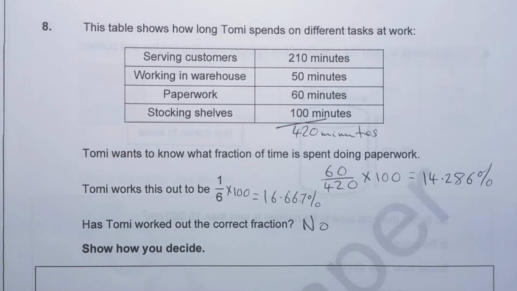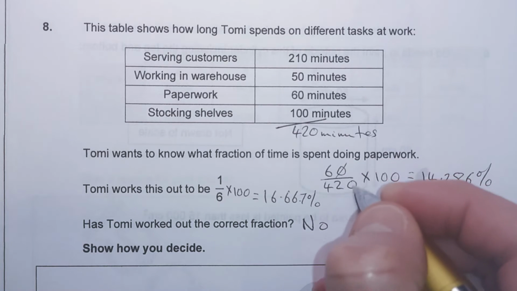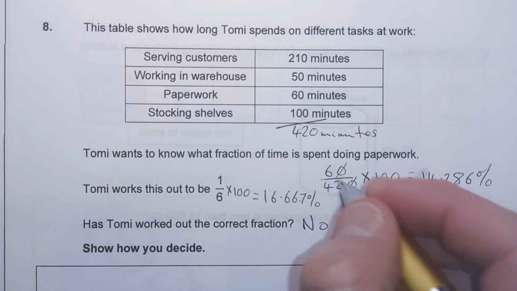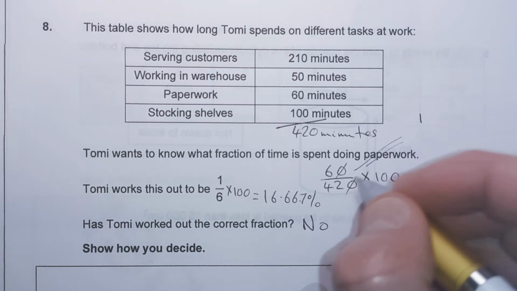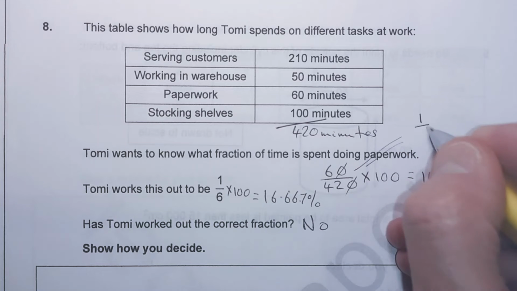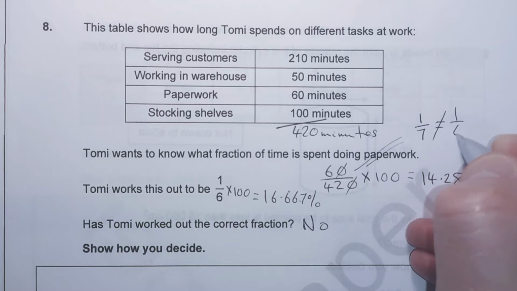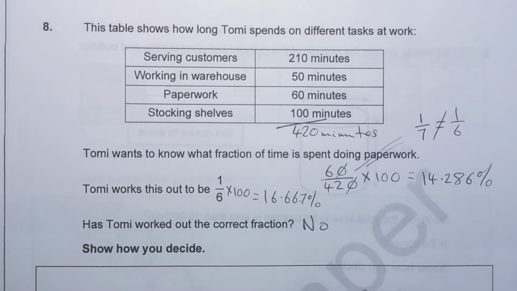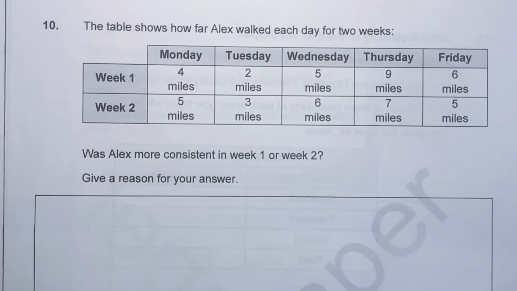You can do it differently. When you've got the 60 over 420, you could take off the zeros and then simplify this fraction, and you would see that if you divide top and bottom by 6, you end up with 1/7, which still isn't equal to 1/6. But I think because you've got your calculator, turn them into decimals or turn them into percentages, and you can compare them that way. Either way is absolutely fine.